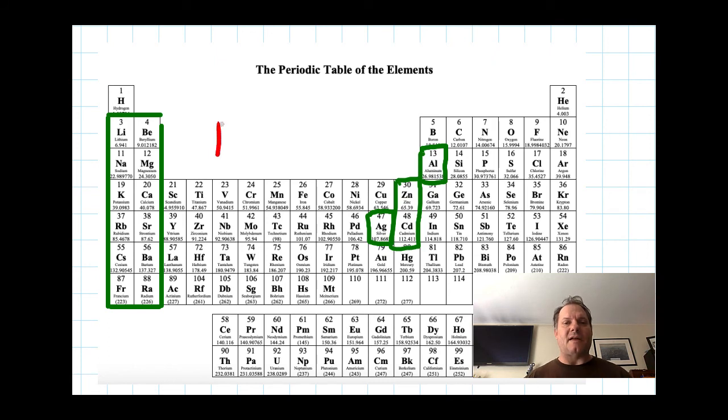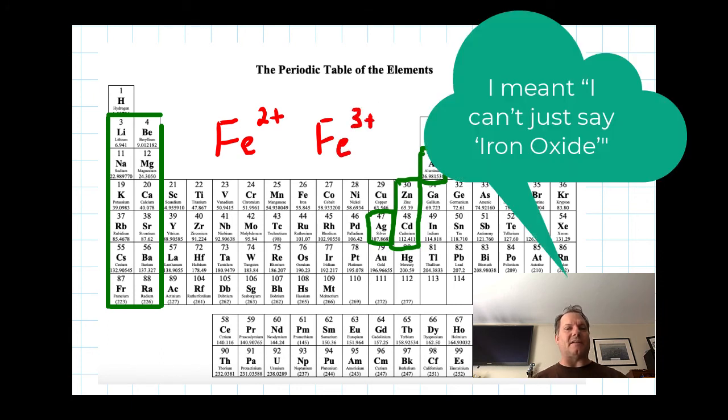So for example, iron can actually form a +2 ion. Iron can also form a +3 ion. So I can't just say iron 3 oxide because they would have 2 different formulas, depending on whether the iron is acting as a +2 or +3 ion.